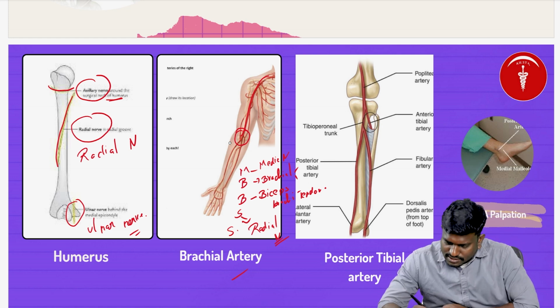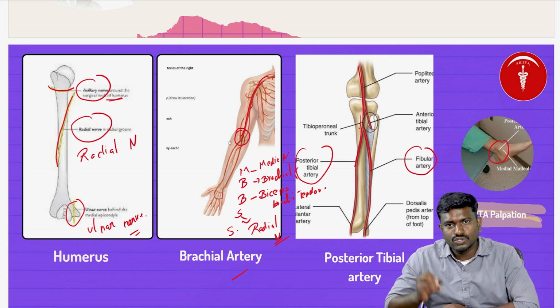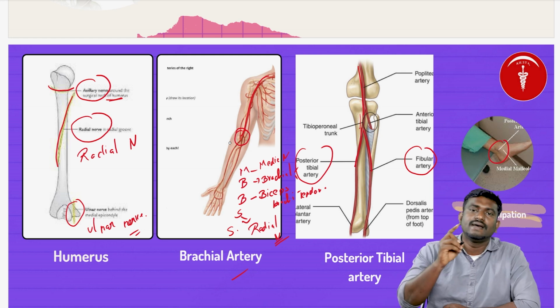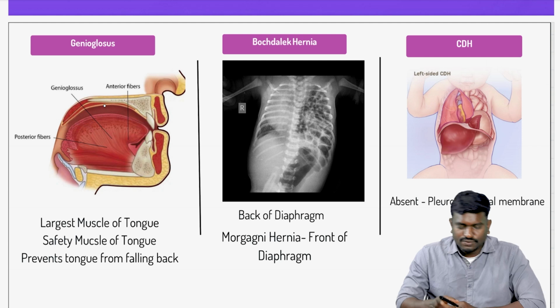Next, now what is this artery here, sir? This is going to be what? Popliteal artery. Remember, it further gets divided into the posterior tibial artery and fibular artery. Yes. When someone palpates at this region, what is it, sir? It is called as posterior tibial artery palpation. Good.